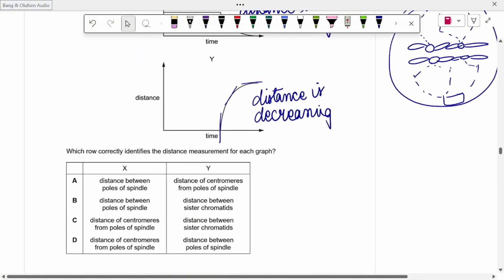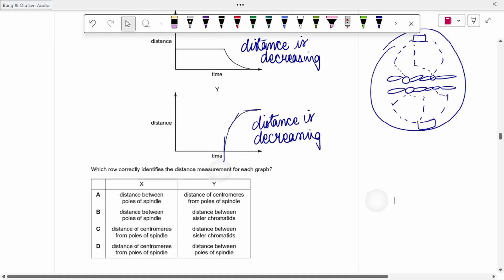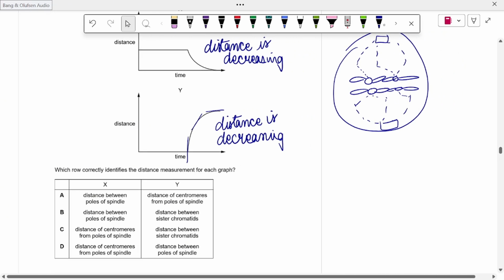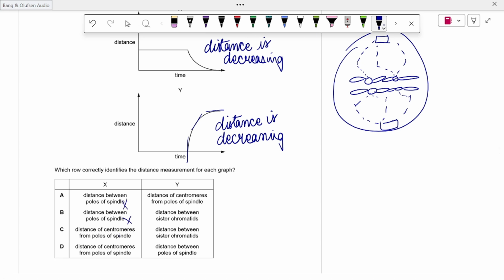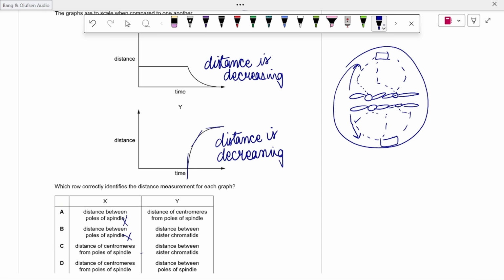Which row correctly identifies the distance measurement for each graph? Distance between the poles of spindle. वो तो constant ही रहता है, change नहीं हो रहा होता. This is wrong. Distance of centromeres from the poles of spindle. Since your centromeres are going towards the pole of your cell, the distance obviously decrease कर रहा है. Are you able to understand this? किस तरह decrease कर रहा है? Your spindle fiber will contract and pull your centromere towards itself. So obviously this distance is going to decrease.